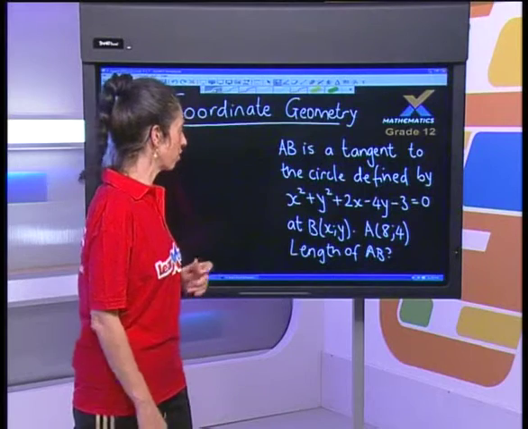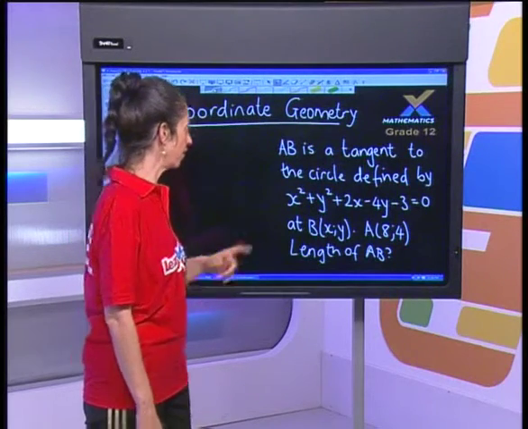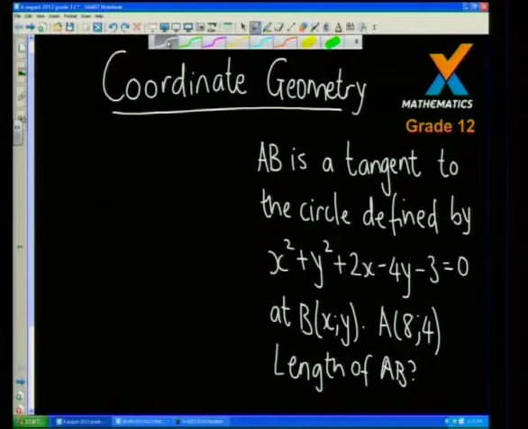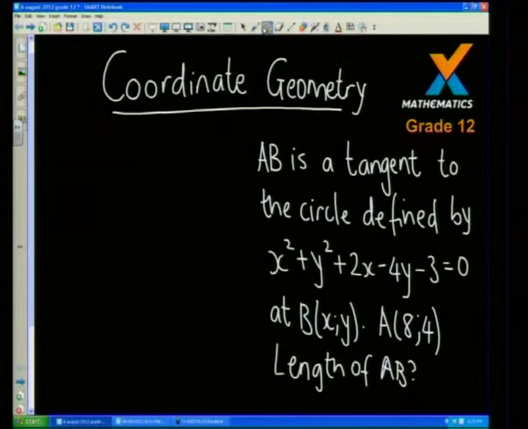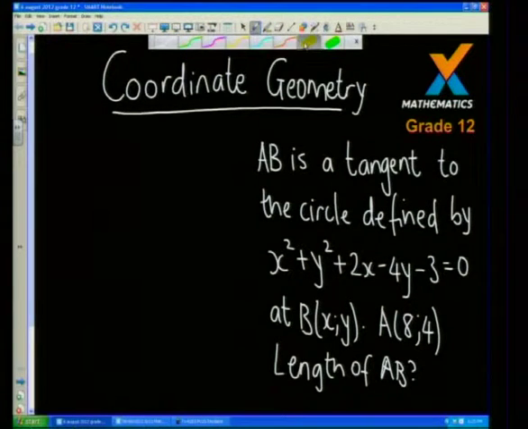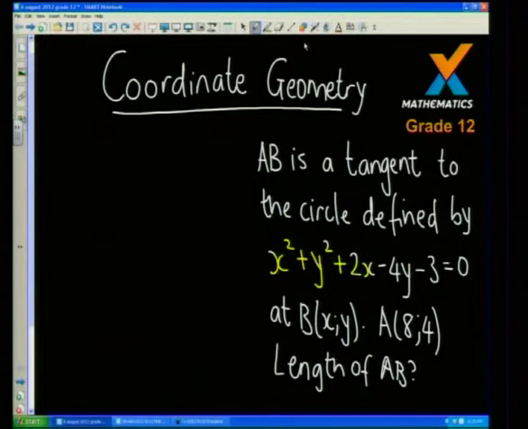Right, coordinate geometry, and the example I'm going to do with you is as follows. Maybe you want to take it down. AB is a tangent to the circle defined by the equation here. So that's the equation of the circle. And we've got a tangent to the circle at B with point xy. A is another point on the graph, and the question is to find what is the length of AB. Okay, that's our job, to find that length.